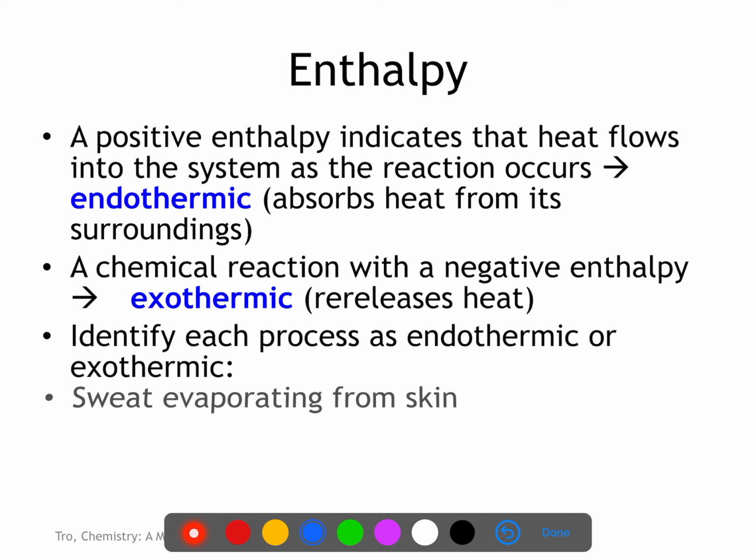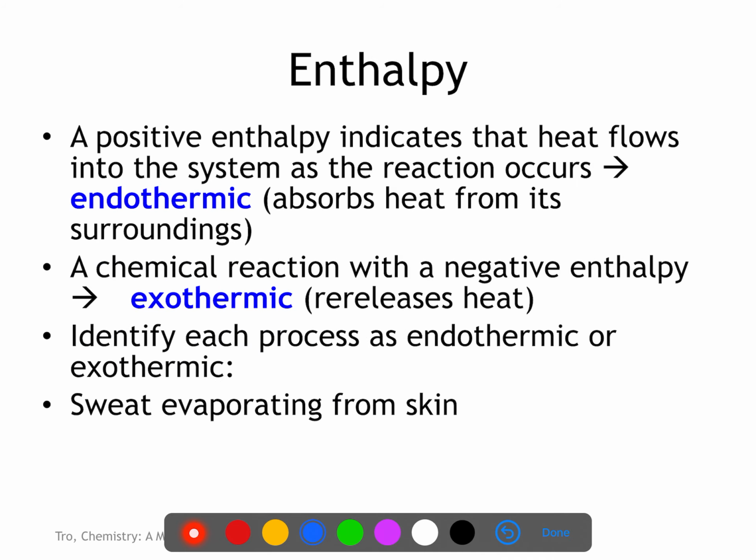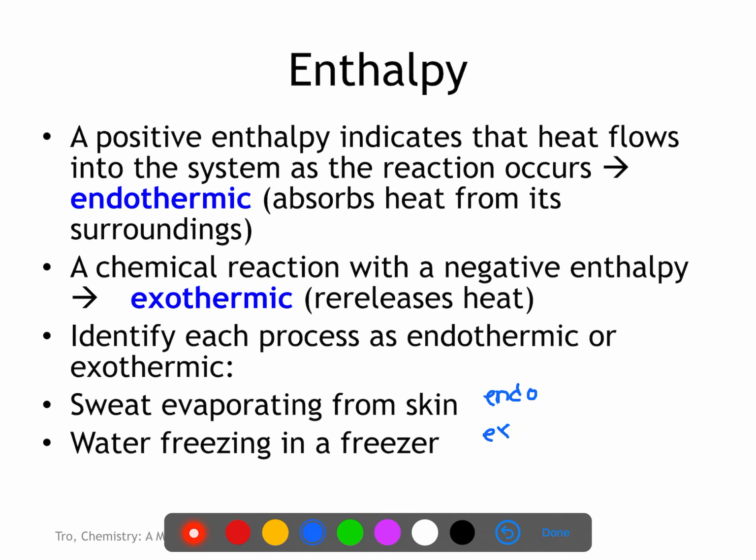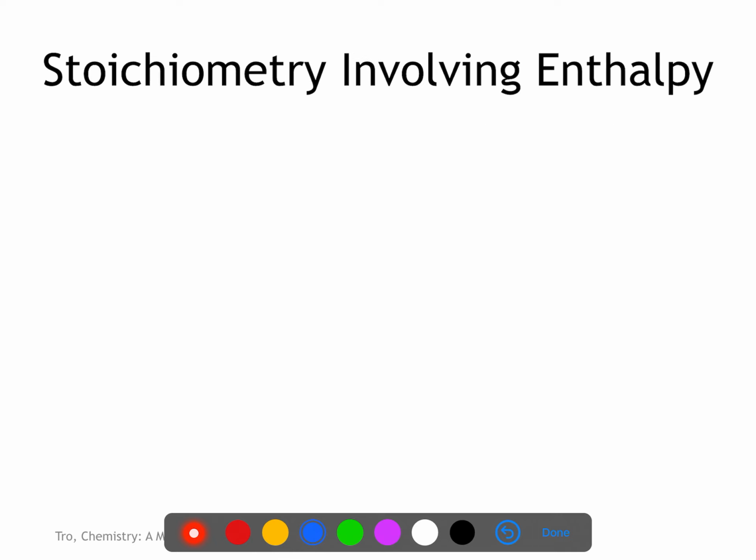Now if we take a moment and look at these examples, sweat evaporating from the skin. The sweat is your system, and in order for sweat to come out of your skin, it has to absorb energy, so this would be endo. Water freezing in a freezer is exo. It releases heat to begin to freeze. And wood burning in a fire needs heat to be absorbed to burn, so it's endothermic.